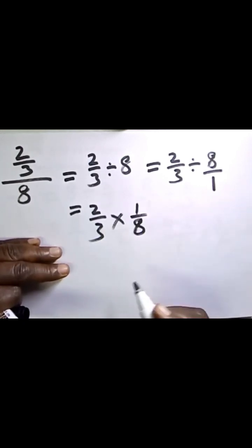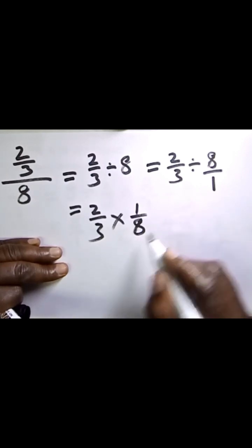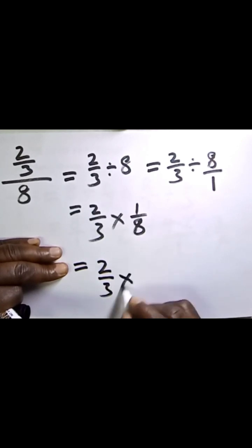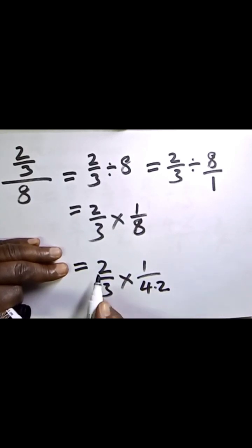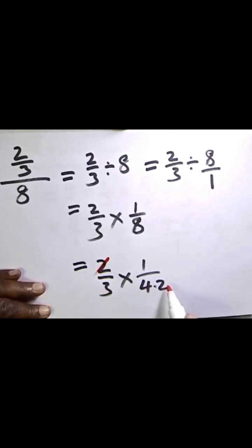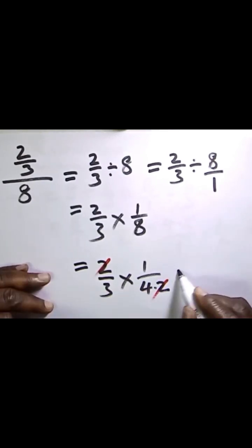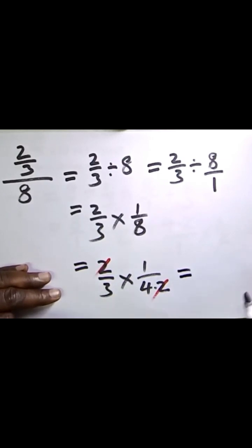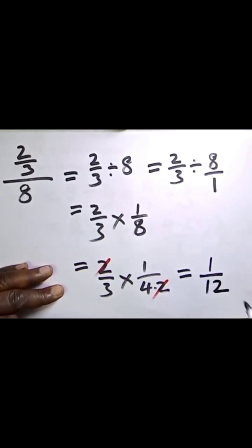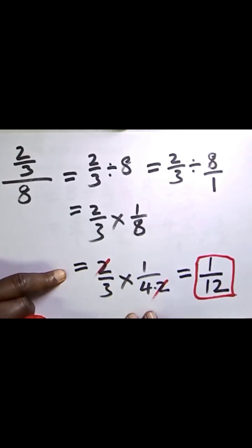Is there something we can do? Yes. This equals 2/3 times 1/4 times 2. 4 times 2 is the same thing as 8. So this 2 goes with this 2. And what's remaining on the numerator is 1. All over the denominator, 3 times 4 is 12. Very easy. That's the answer.